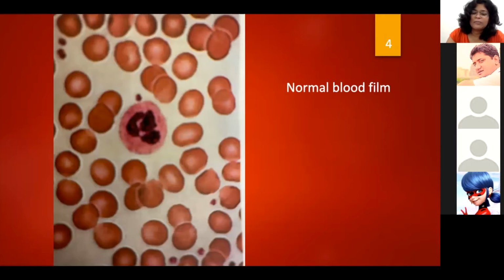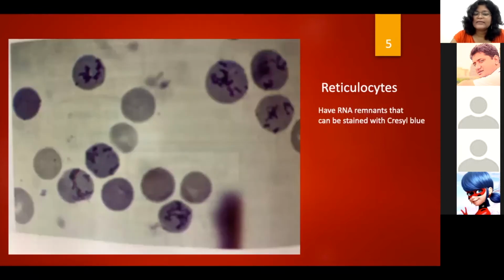This is what a normal blood film looks like. And there you can see there's a pallor of the red cells, and they are disc-like cells. You'd see very few platelets on the blood film. You'll also see 1 or 2 WBCs. This is what reticulocytes look like. They have RNAs, fragments of RNA remaining, and this is stained with cresyl blue.